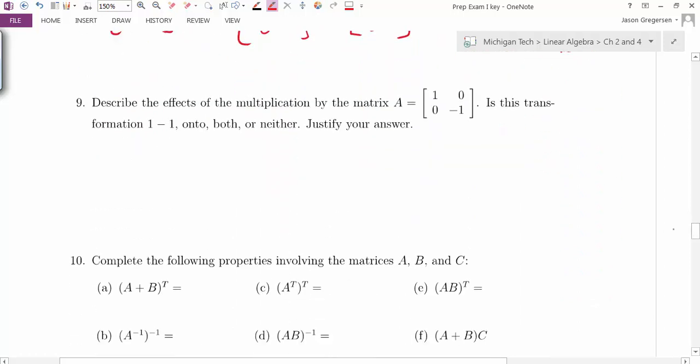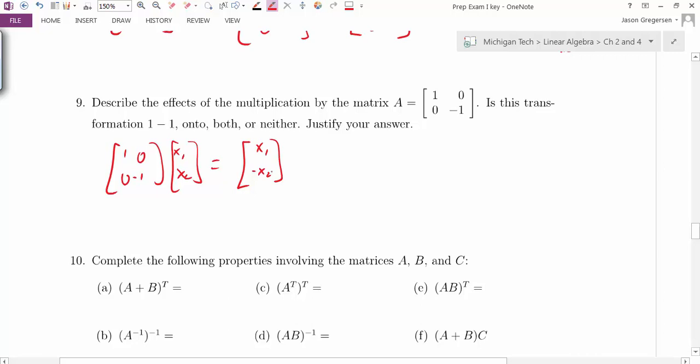Number 9 says, describe the effects of the multiplication of the matrix A, and then is this transformation one-to-one, onto, both, or neither? Justify your answer. So what is this matrix doing? Well, let's take this matrix and multiply it by some value x1 and x2. If I do that multiplication, I will get the vector x1 and negative x2.